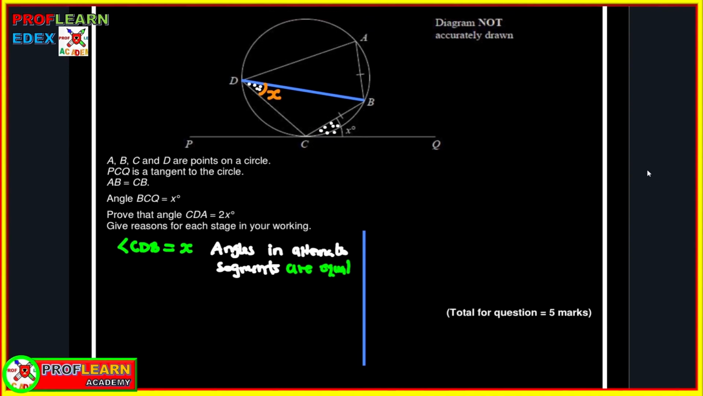Okay, so the next thing that we need to look at, we are going to try to find out what is angle CAB. In order to find angle CAB, I'm going to draw a chord that joins A to C like that. So meaning since this chord subtends angle X, it also subtends angle A at the top here.